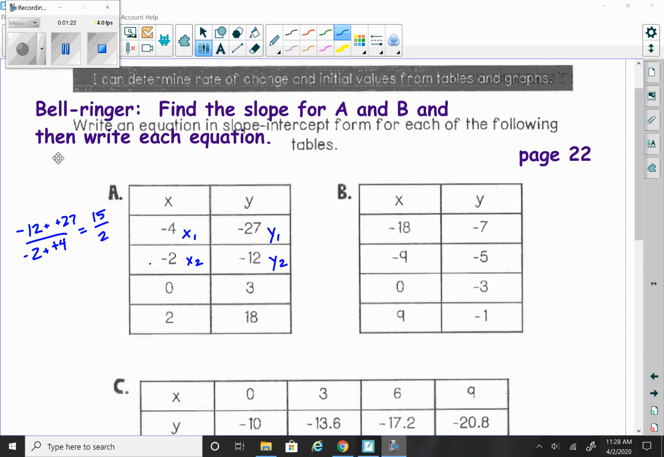And then to find your y-intercept, you're going to look for an x value of 0 in a table, and then that corresponding y value is your y-intercept. So we know that our y-intercept, our starting point on the graph, would be at 3. So then this is our y-intercept, this is our slope. Now I can go ahead and write the equation. Y equals 15 halves x plus 3.